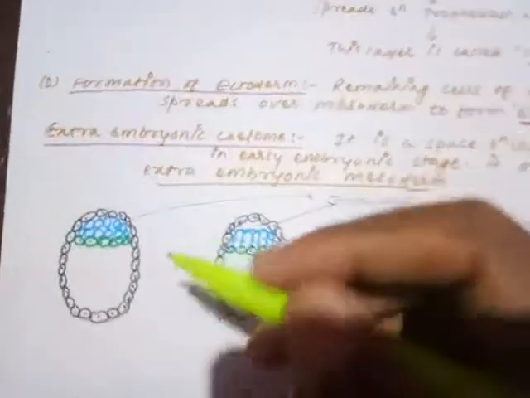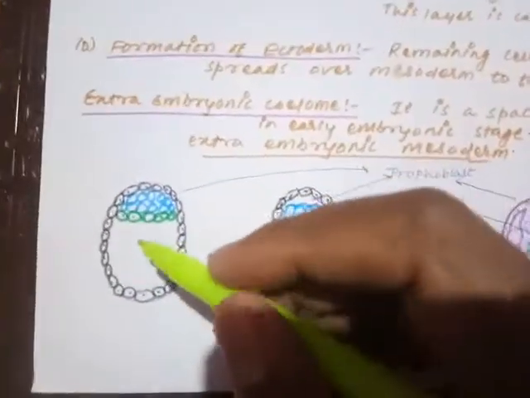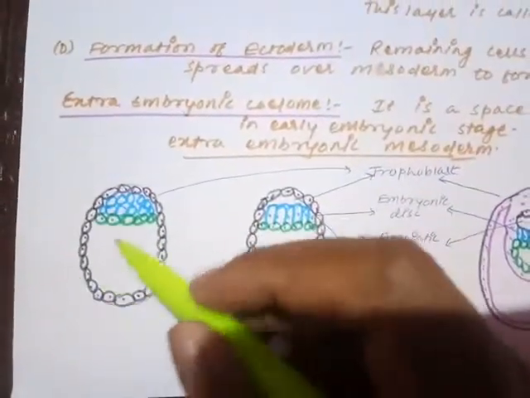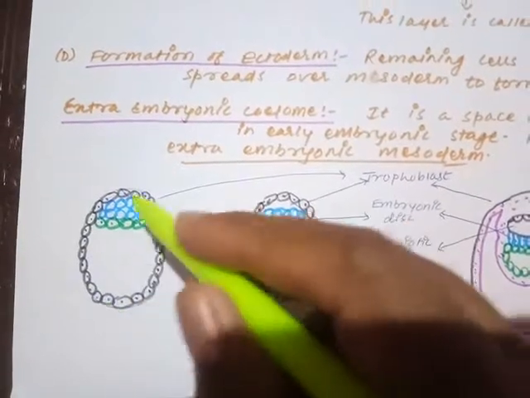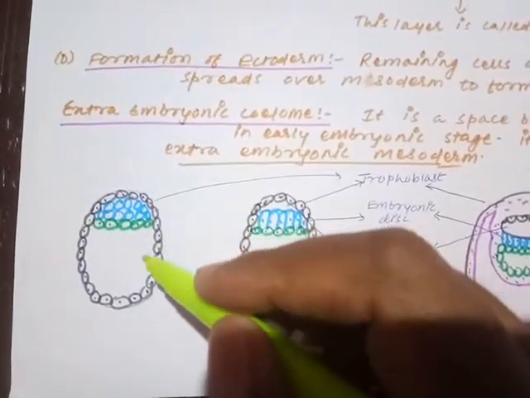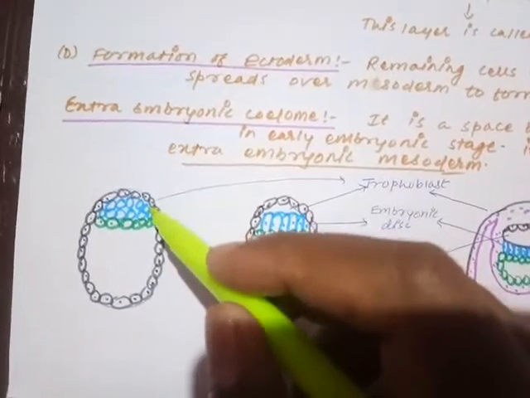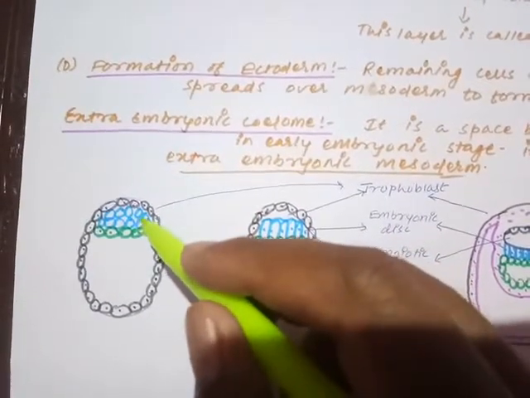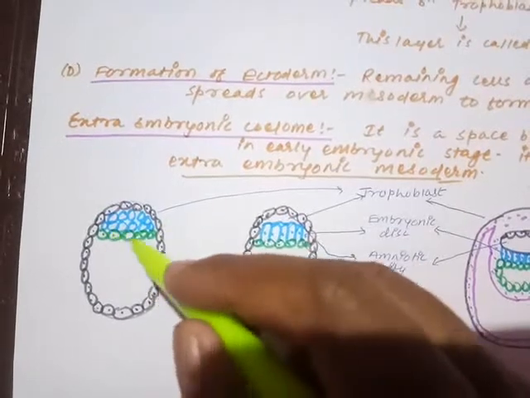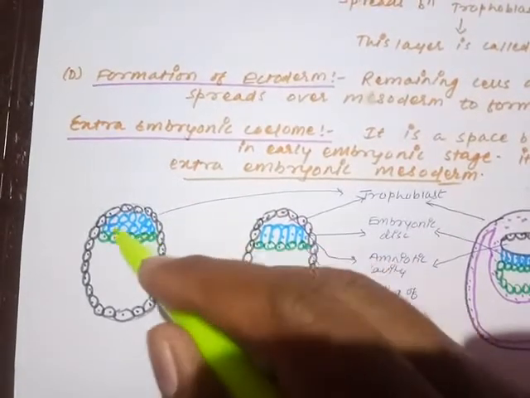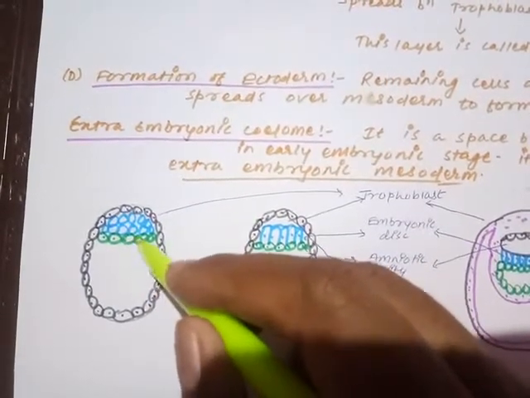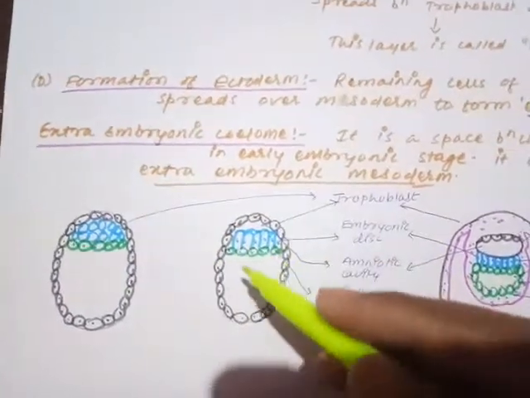Just take a look at the diagram, by which we can understand well. Here you can see the complete embryo. The peripheral layer is going to form the trophoblast. These blue colored cells are going to form the inner cell mass, and from the inner cell mass the lower region is going to produce the presumptive endoderm. The presumptive endoderm, the green colored region, is going to show the endoderm.